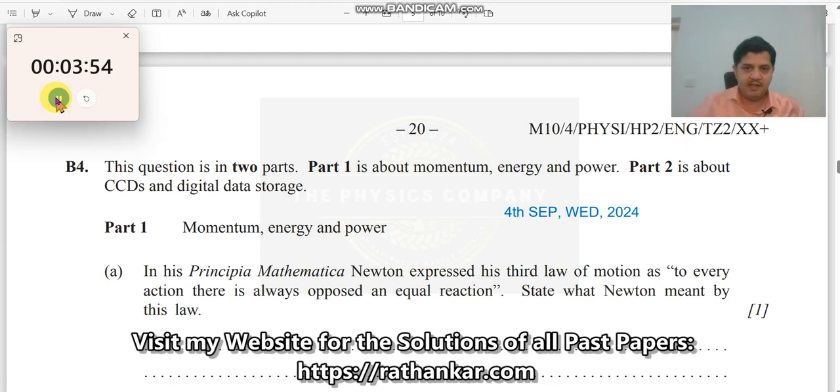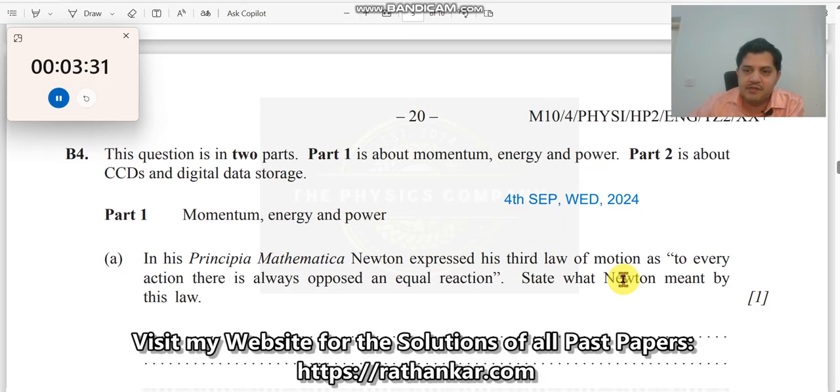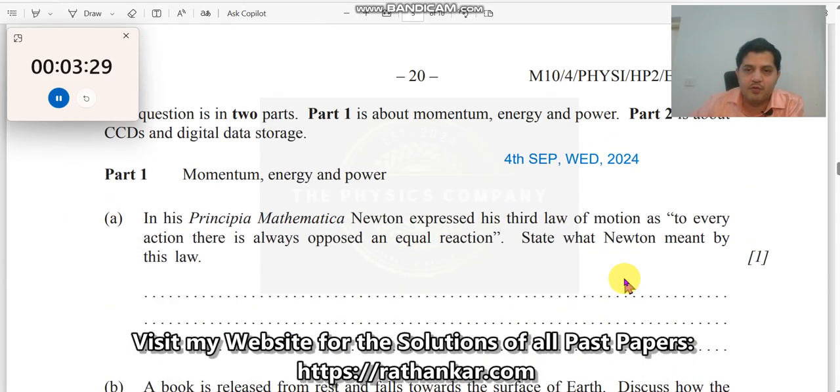So this is day 3 and we are solving the 4th September, which is today, Wednesday's paper. We have already seen the previous two papers, paper 1, that is problem 1 and problem 2. The first one was on forces, the second one was on projectile motion, and the third one is about momentum, energy and power, which we have already done in the class. This particular question, parts 1 and 3, totally accounts for 4 marks. So I am going to solve this in 4 minutes.